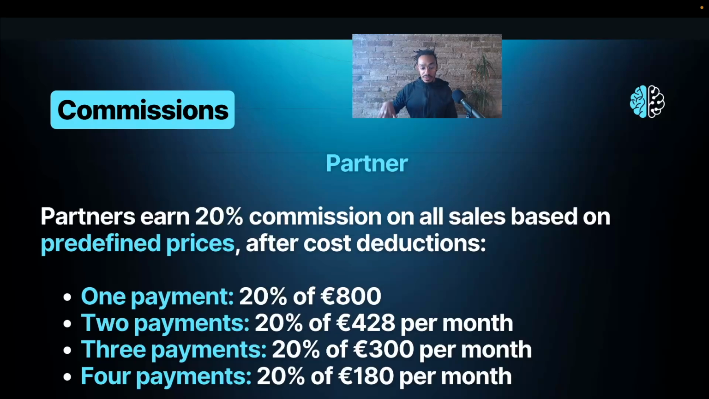The partner, the business partner, has a different way to earn commission. First of all, the partner earns 20% commissions on all the sales based on predefined prices. And this is after cost deduction. So what does that mean? I don't get it. Explain to me. And she was like, basically, if the client decides to pay everything at once, then the partner gets 20% of 800 euros. It doesn't matter the price of the course that's been sold. So if the course is sold for 1,000, the partner just gets 20% of 800.